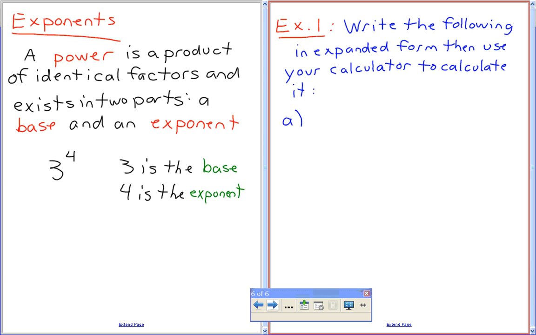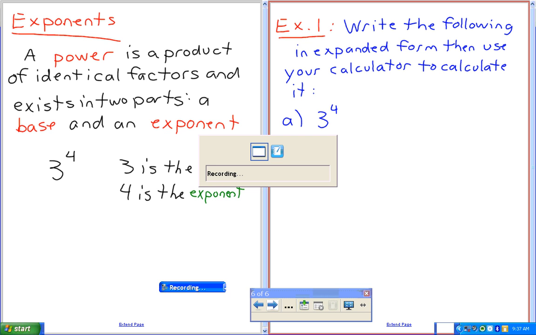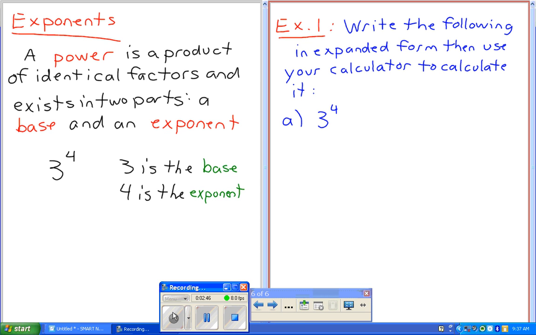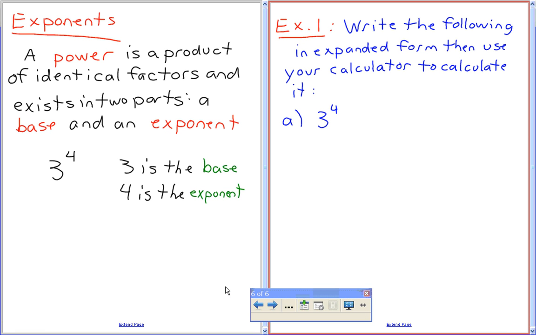Number A is 3 to the 4. Okay, I'm going to hit pause. If you need a calculator, please raise your hand. Can you guess what expanded form means? Instead of doing 3 with an exponent of 4, you're doing 3 times 3 times 3 times 3. That's what it means in expanded form.